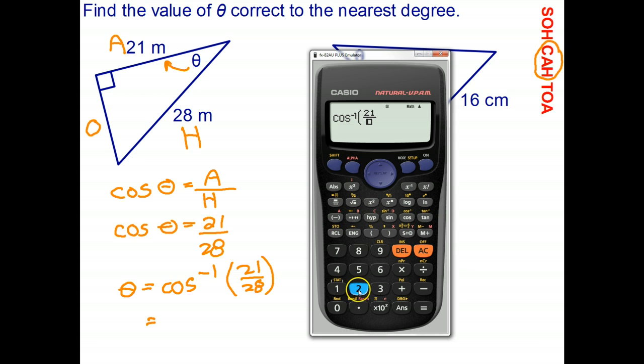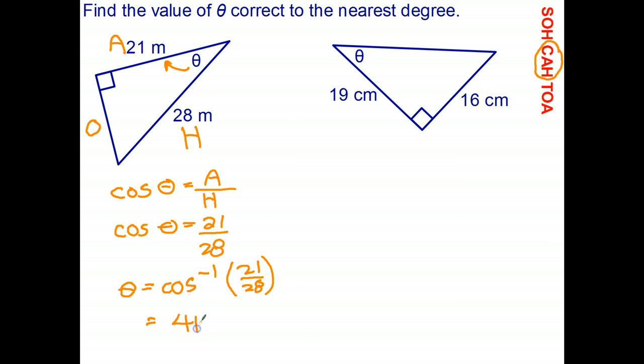Just so it looks exactly like what I've written down. Okay, double check. Inverse cos of 21 on 28. That looks pretty good. And to the nearest degree, 41 degrees. So finding missing angles is pretty straightforward. Okie doke, stop the video, go ahead and do the question on the right, and once you've finished it, come back and we'll check your answer.